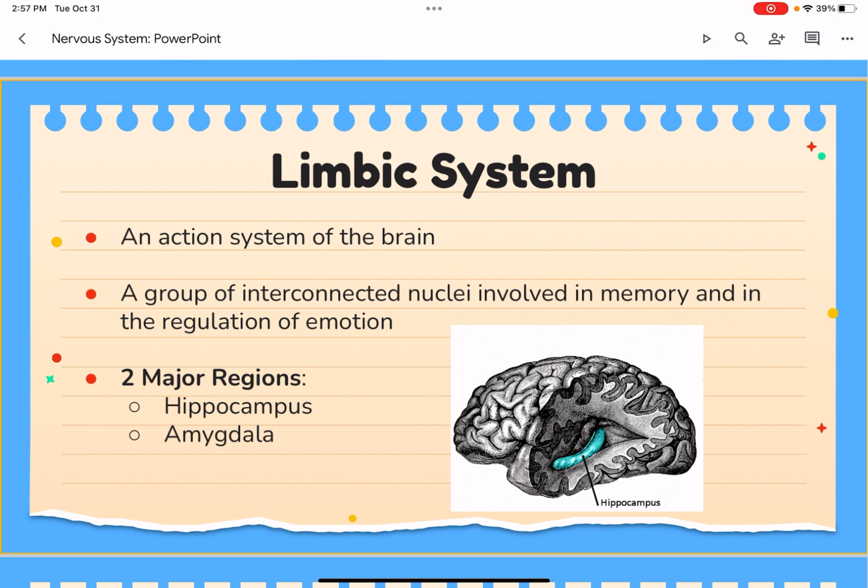Parts of the limbic system appear to be involved in the process of attachment or bonding between a baby and his or her caregiver.